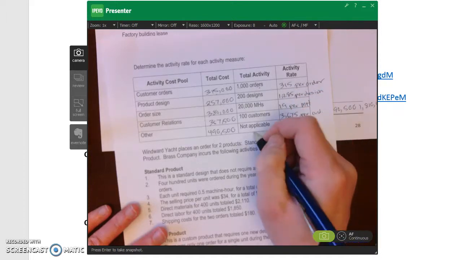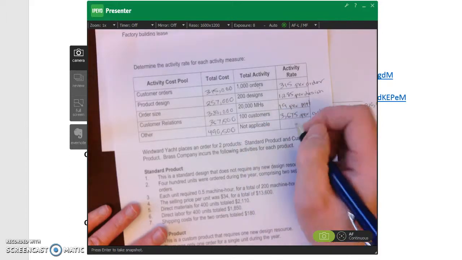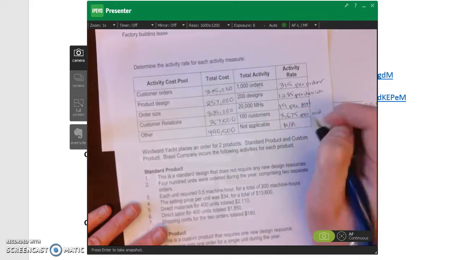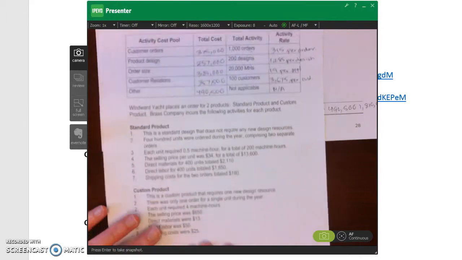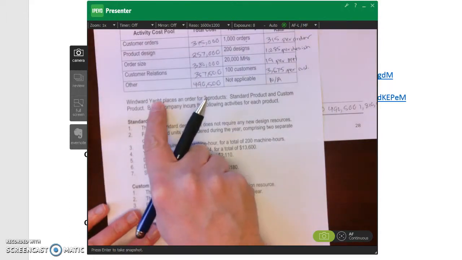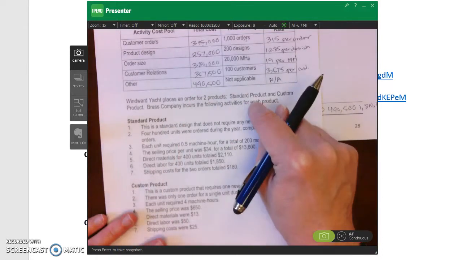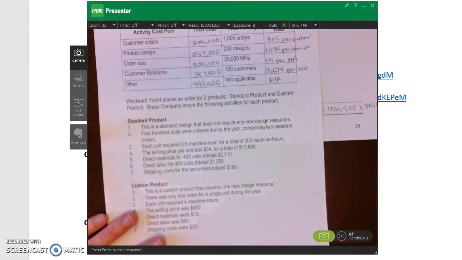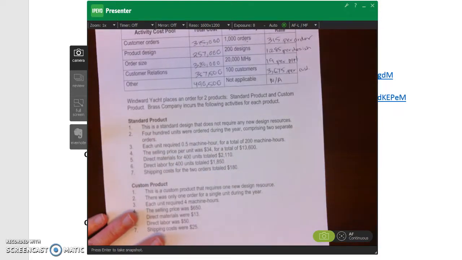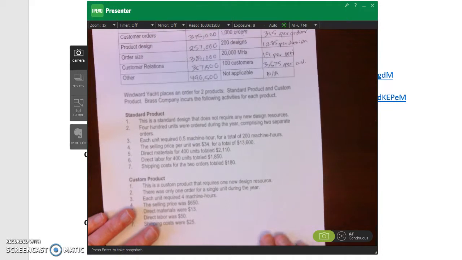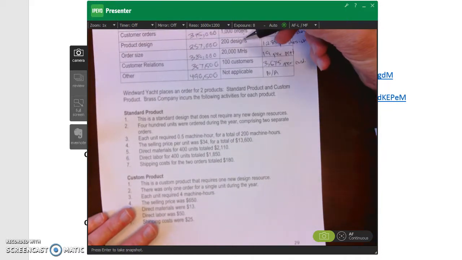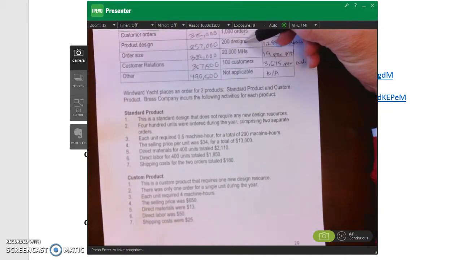And then this one, remember our organizational sustaining, we're not going to allocate, so we're going to say that's NA. Okay? So Windward Yacht, who's our customer, places an order for two products, a standard product and then a custom product. And then here's the information about the standard product. It says right over here, it's a standard design that does not require any new design resources. So it doesn't require any new design resources. That's what this is telling you.